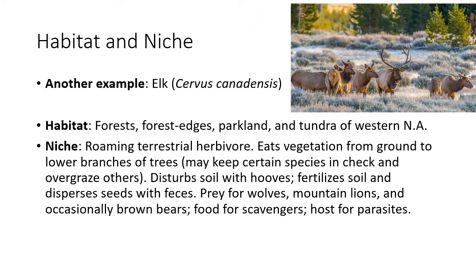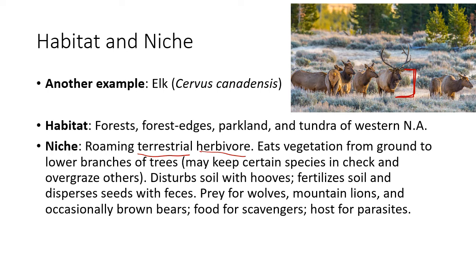All right, but just getting back to habitat and niche, just to differentiate the two with a simple example, we can look at elk. Elk, their habitat is the forest edges, the parkland, the tundra of the boreal forest in Western North America. The niche, though, they're a roaming terrestrial herbivore, so they move from place to place. They're on land, and they're eating plants. They eat the vegetation from ground to the lower branches of trees. They can only reach so high.